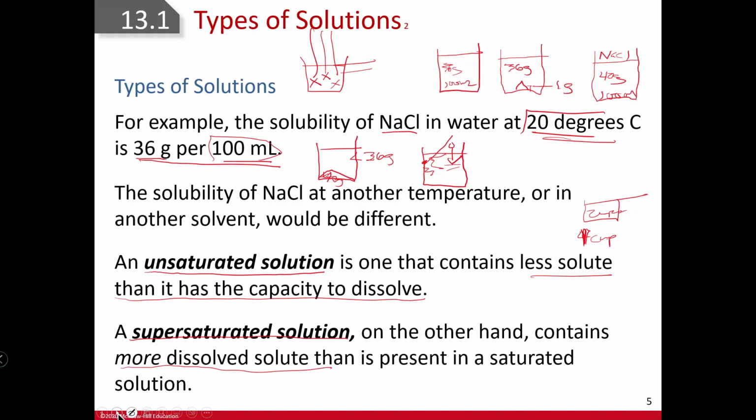And again, how do we know? If you scratch it, create a nucleation site, or add a nucleation crystal, you ought to see the solid come out of solution. And if you want to see a visual of a supersaturated solution, you can Google that and see multiple examples.